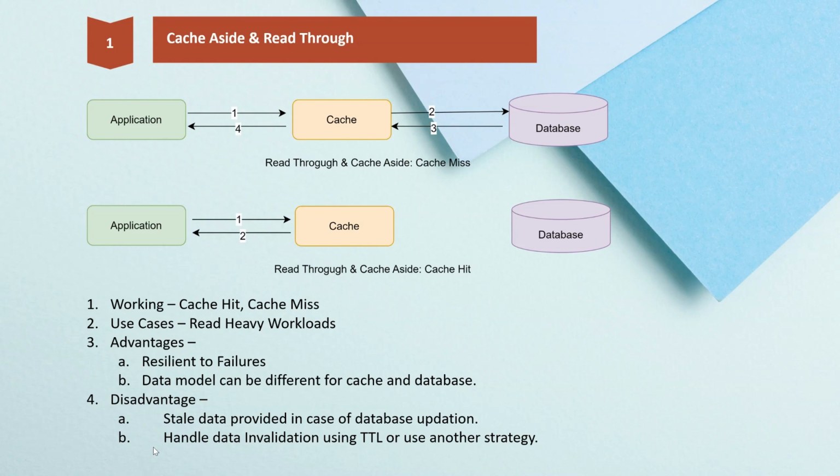So what is meant by stale data? For example, an application is requesting data from the cache, and during data retrieval, if an update operation is performed on the database, at that time the cache will return the old or stale data. To handle this situation, we can use data invalidation using time to live, or we can use another cache strategy.